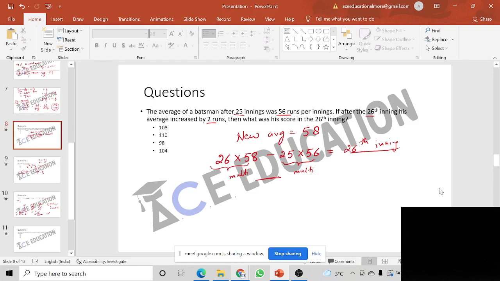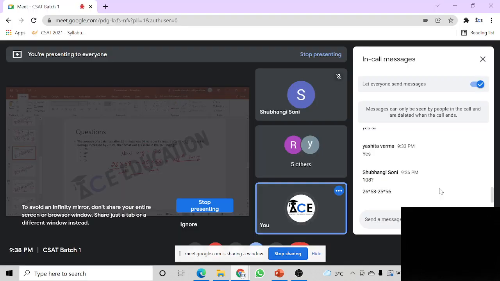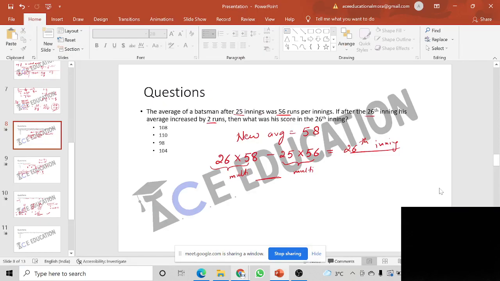Even while the solution is perfectly fine, it just involves a little more calculation. And because of this calculation, there are chances of error, nothing else. So if we try to implement the deficit approach that I was talking about earlier, what will happen is, after this innings, the average is increased, right?